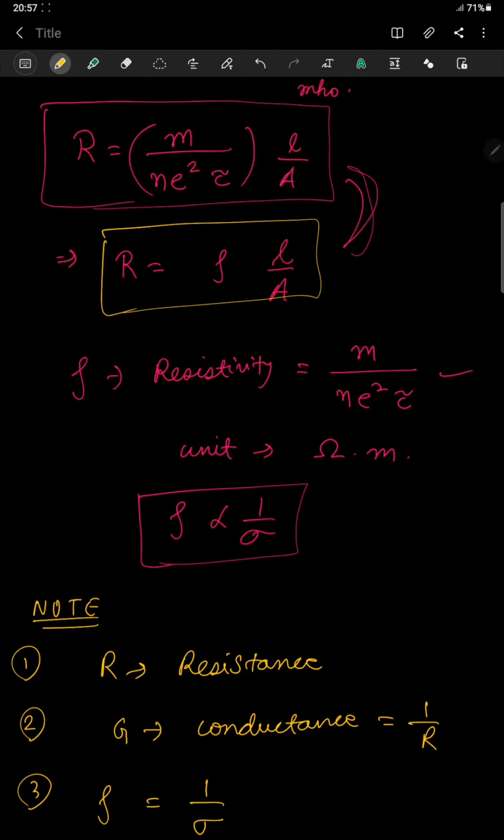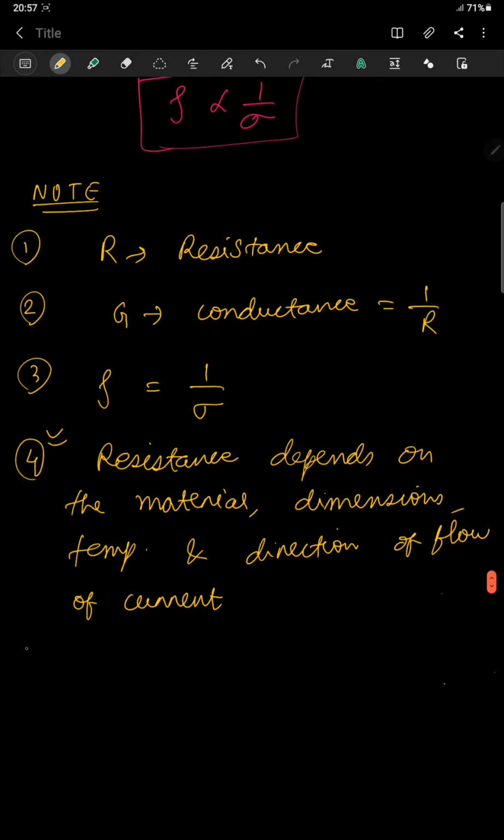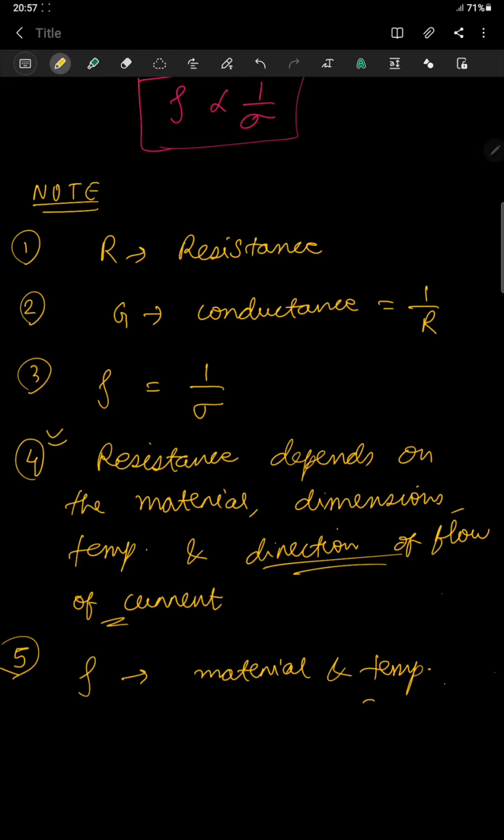It depends on the material and temperature. We have to see how rho depends on temperature; we will see that in a later part. So this is a very important thing: resistance depends on the direction of flow of current also. The fifth one is rho. Resistivity depends on the material and temperature only.